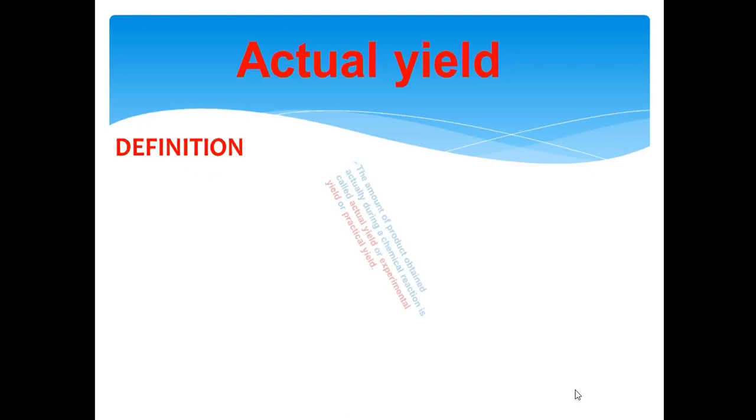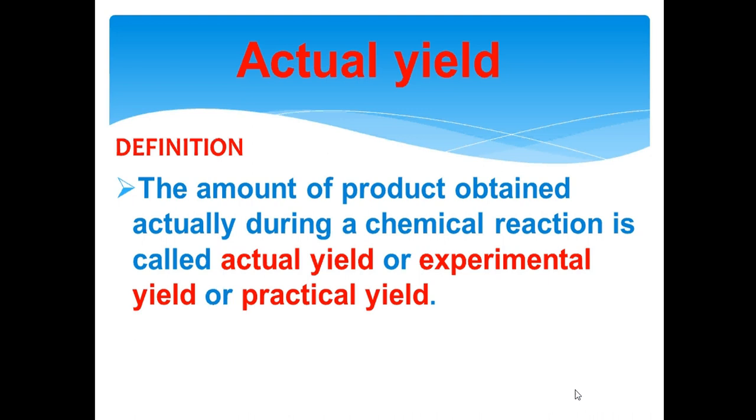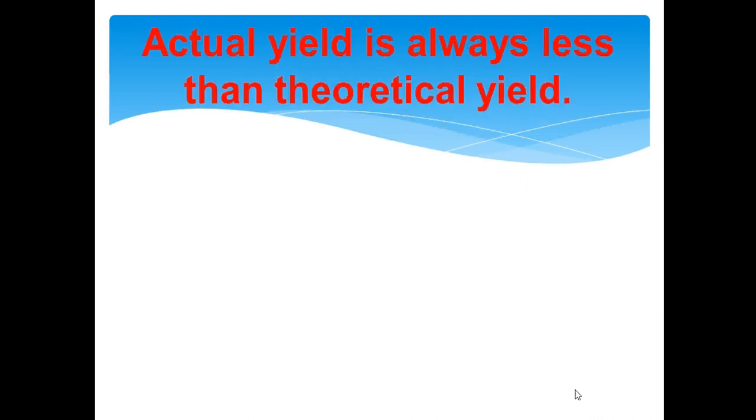The second part of our today's lecture is actual yield, which is defined as the amount of product obtained actually during a chemical reaction. It is also called experimental yield or practical yield. Students, why actual yield is always less than theoretical yield? This is due to the following reasons.